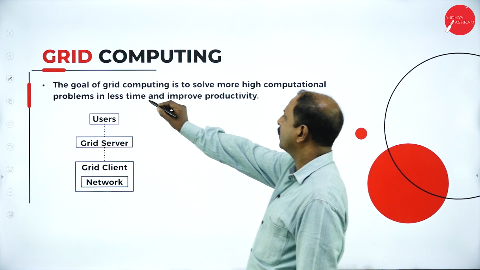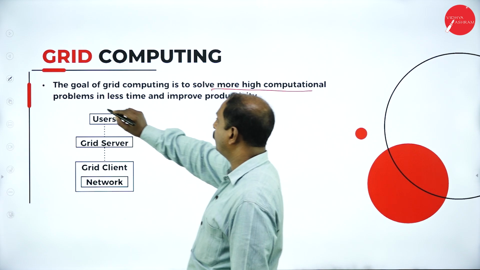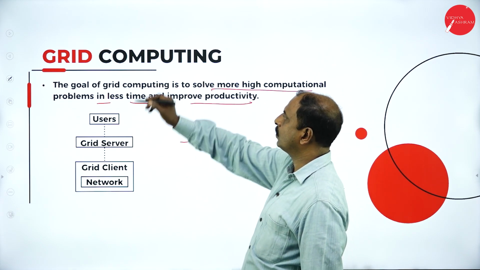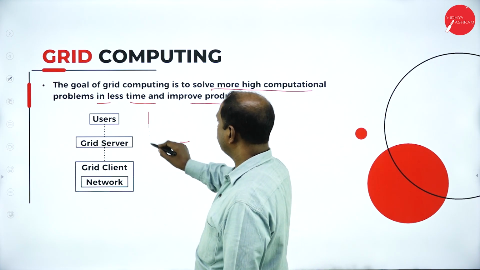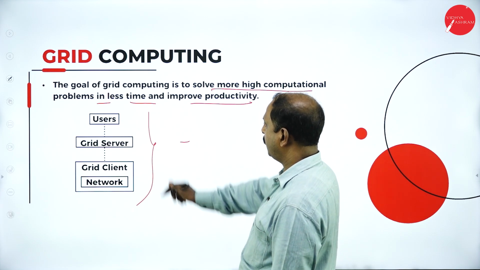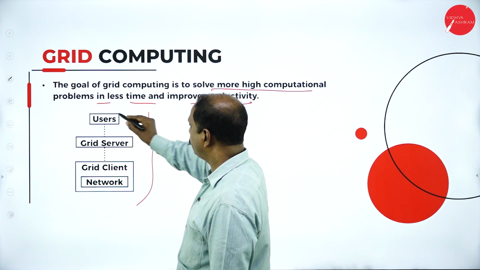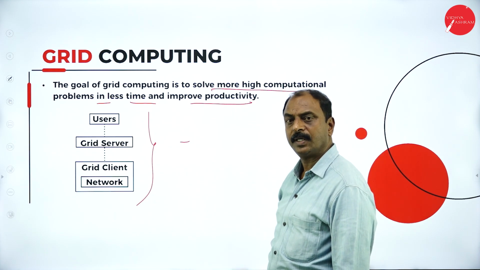Now the goal of grid computing is to solve highly computational problems in less time and improve productivity. So this is the goal of grid computing. Here this is the diagram showing how a grid network looks. These are the users, grid server, and grid client. So this forms a grid. It is a combination of more than one computer.